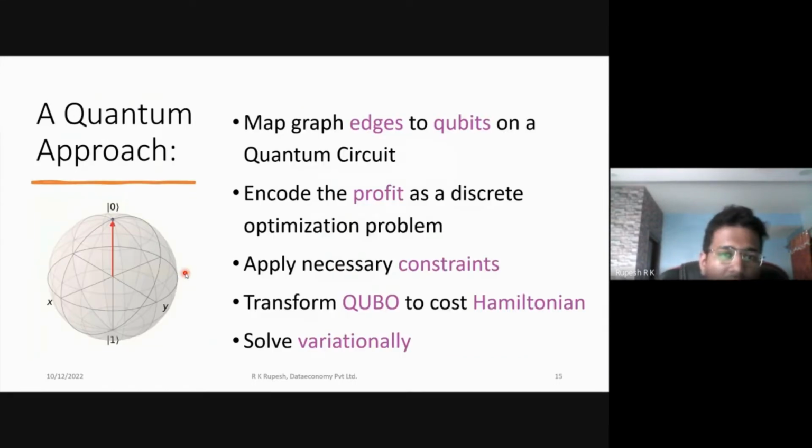Right. So we've covered a bunch of different things already. The first step is to map graph edges to qubits on a quantum circuit, and then we need to encode the profit as a discrete optimization, and then we apply the necessary constraints that we talked about. So, are there any questions at this point? I can quickly take them, and then we can proceed further.